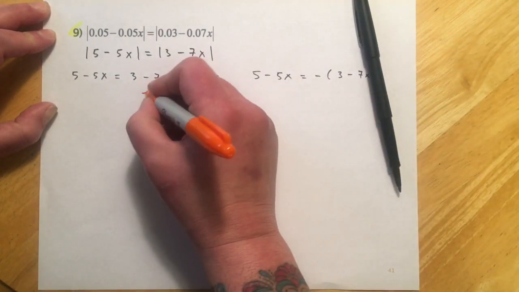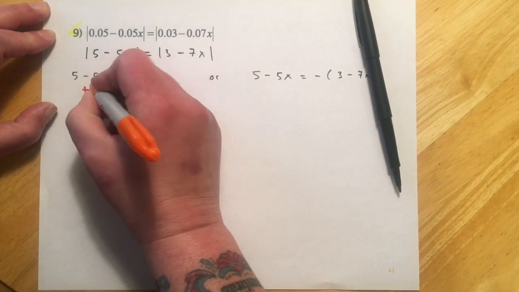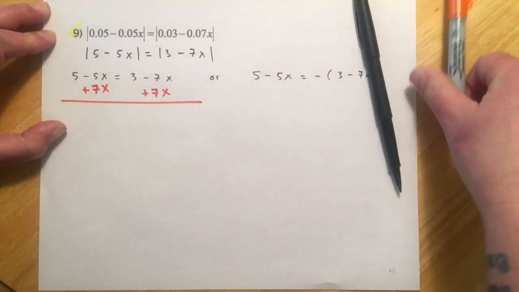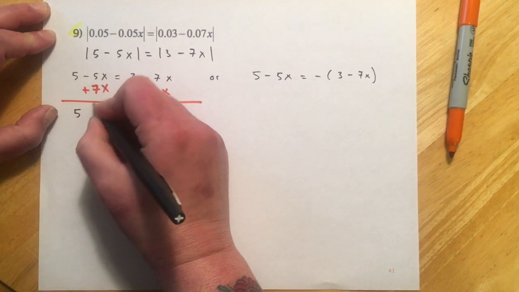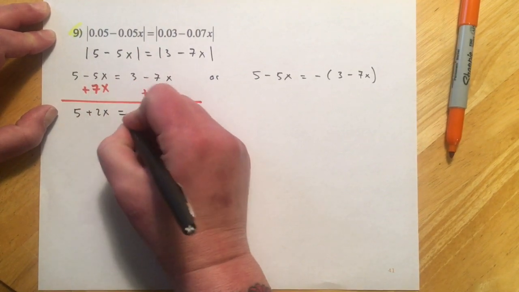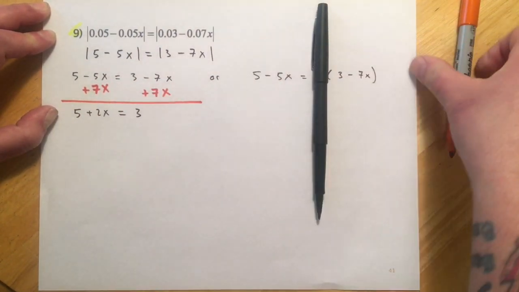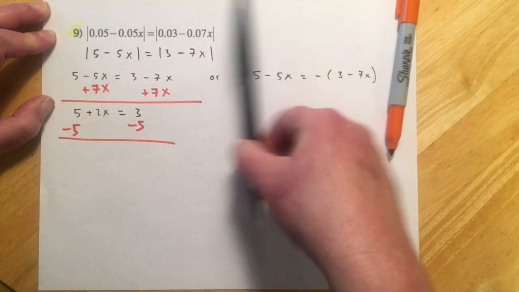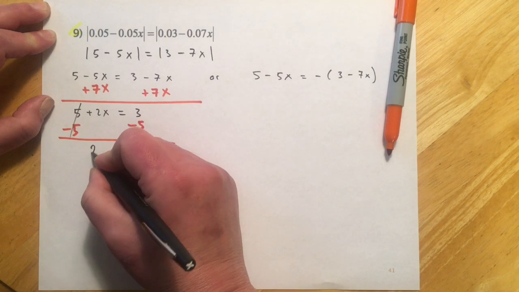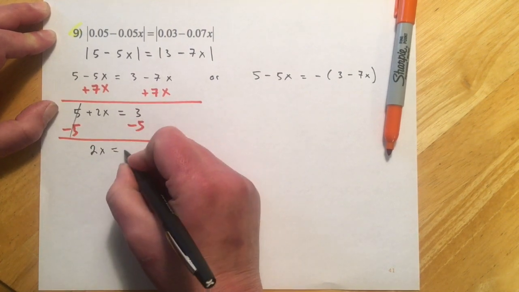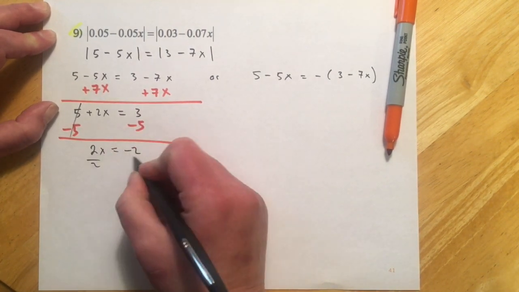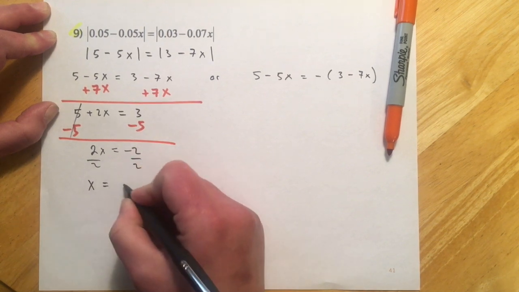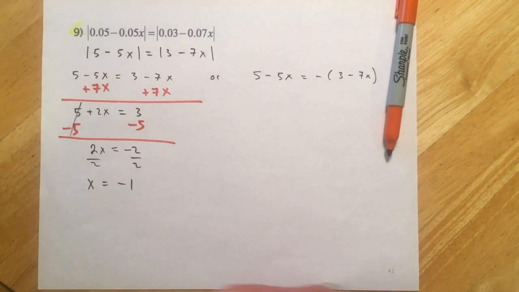So let's see. Let's bring the 7x over. And that gets me 5 plus 2x equals 3. Kick the 5 over there. And those cancel, and I got 2x equals negative 2. They can divide out. And it looks like this side is x equals negative 1.